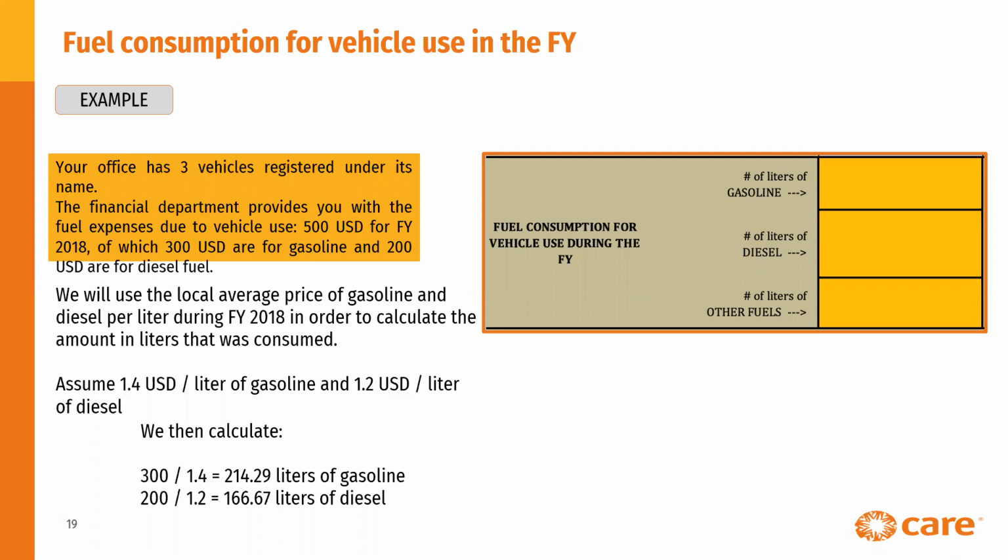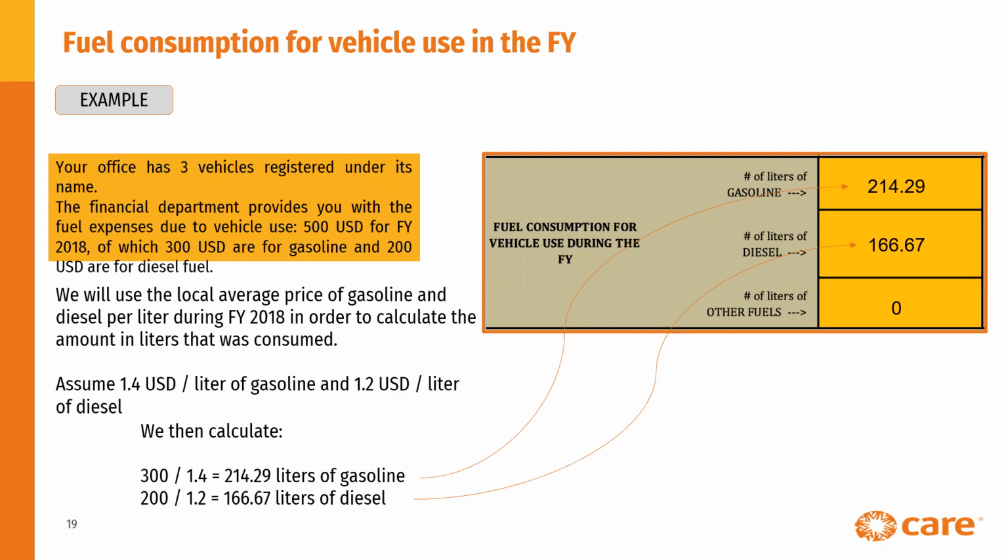Upon calculating, we divide 300 by 1.4, which gives us 214.29 liters of gasoline, which we input into the section, as well as $200 divided by 1.2, which gives us 166.67 liters of diesel. This data is entered in the respective entry points, and in this example, we have 0 liters of other fuel.